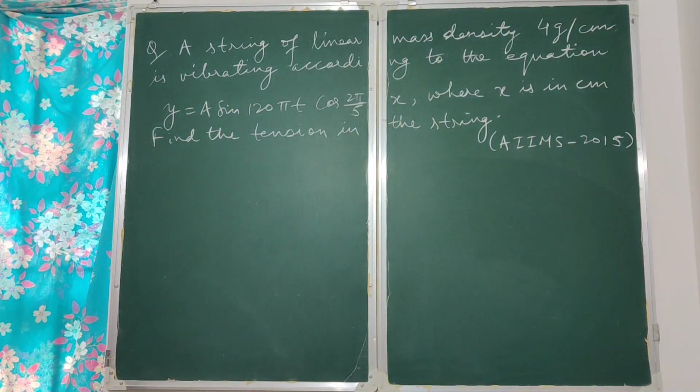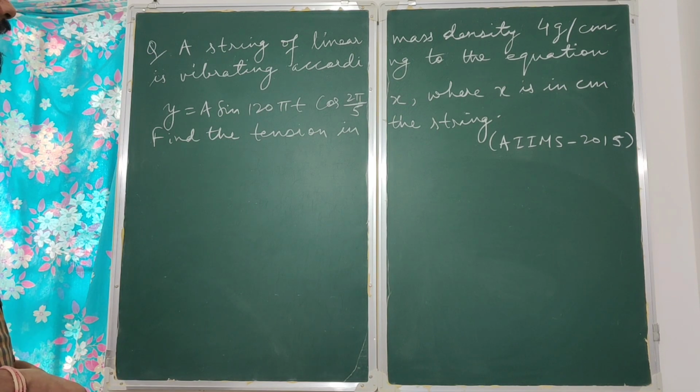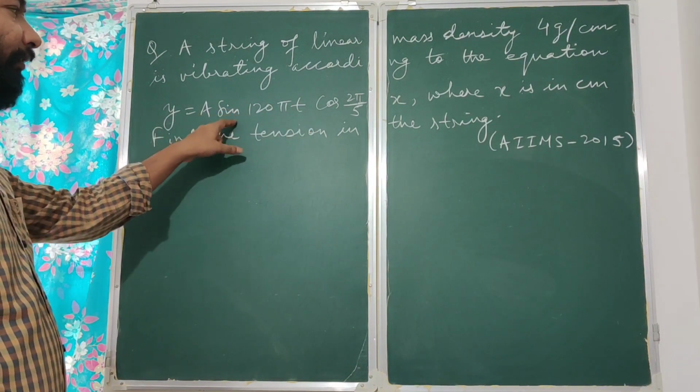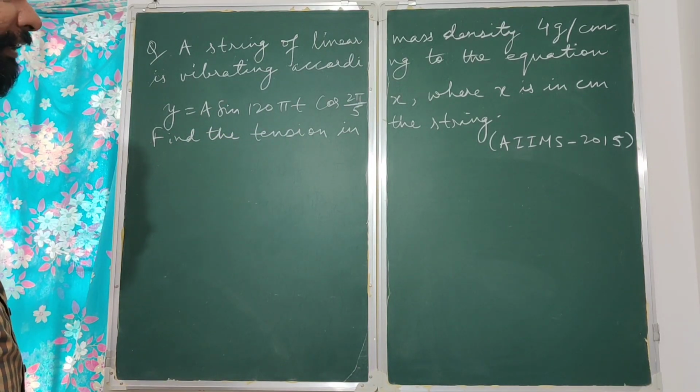So let's see this question which was asked in AIIMS 2015. The question is, a string of linear mass density 4 gram per centimeter is vibrating according to the equation. Some equation has been given, and you can see this equation is the equation of a transverse standing wave or stationary wave. So they are asking us to find the tension in the string.